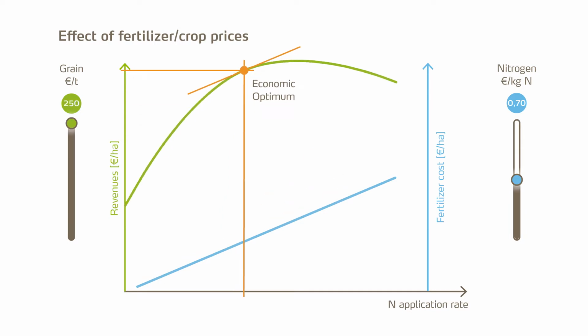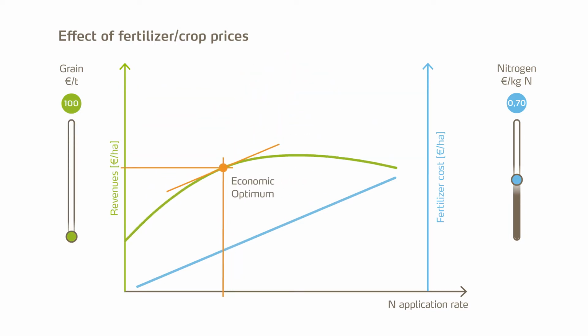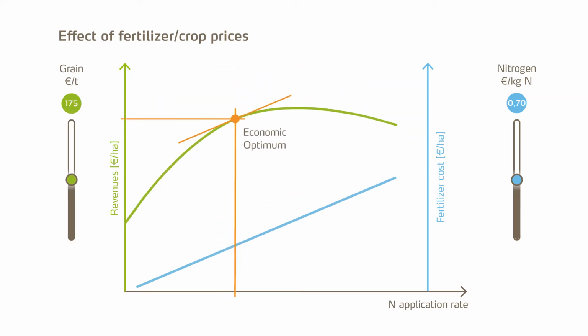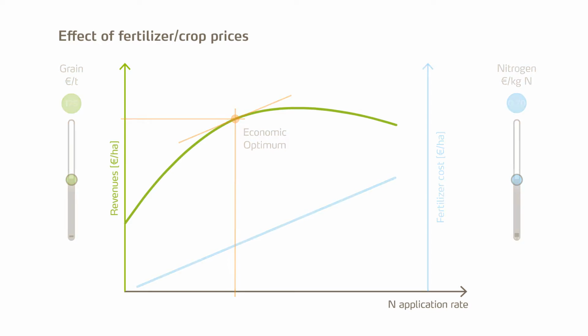When grain prices change, revenues are impacted, and the green curve moves up or down accordingly. Other factors, such as crop quality, may have an impact on revenues. For example, if a certain protein level needs to be achieved, increasing nitrogen supply might be beneficial.